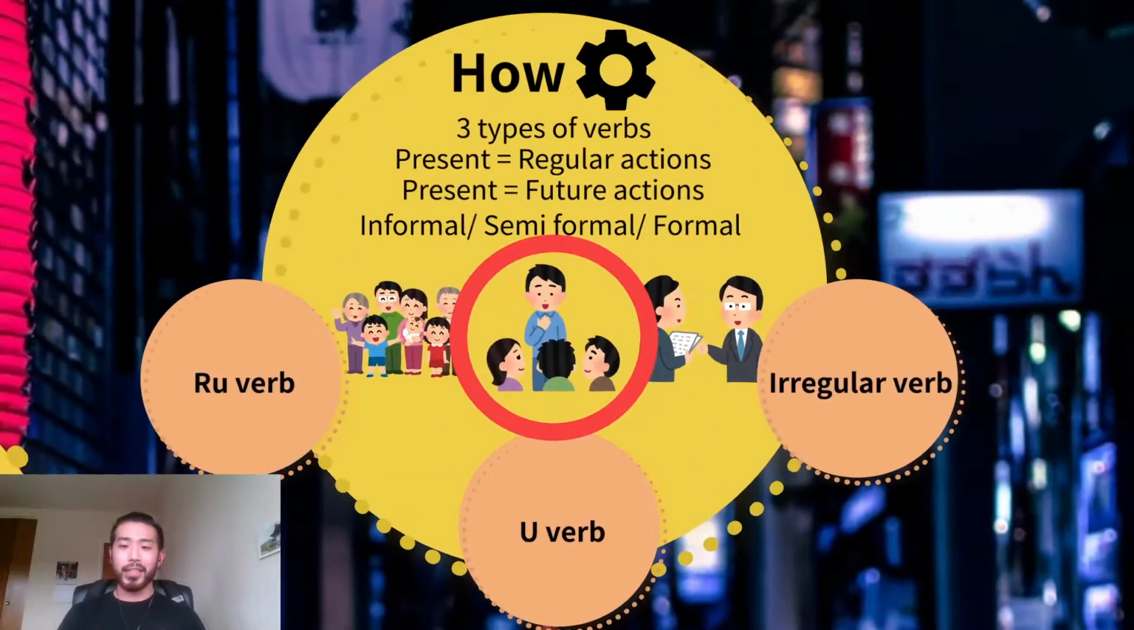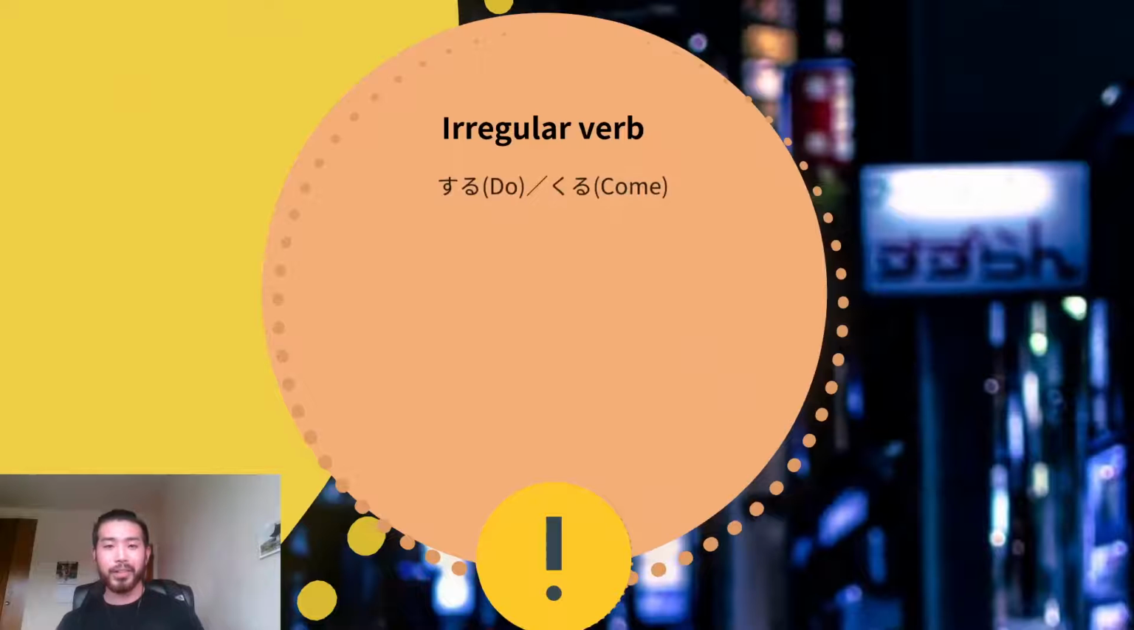Okay, let's take a look at irregular verb. Irregular verb is very easy because there are only two irregular in Japanese. Unlike in English, there are so many irregular verbs, but in Japanese, suru, kuru, to do and to come, that's it.